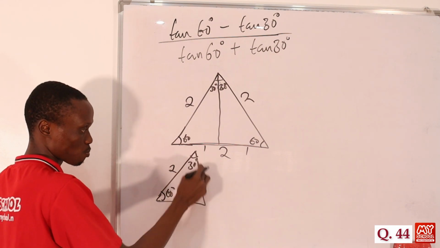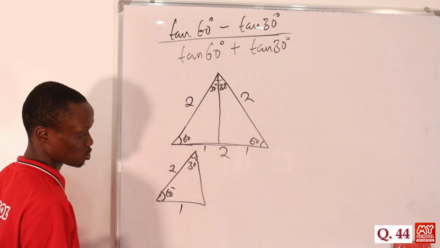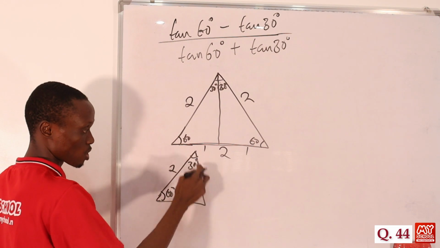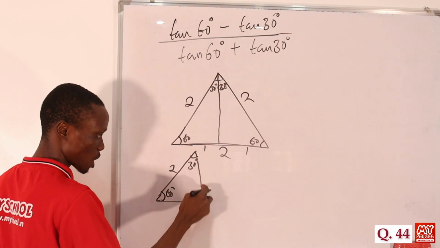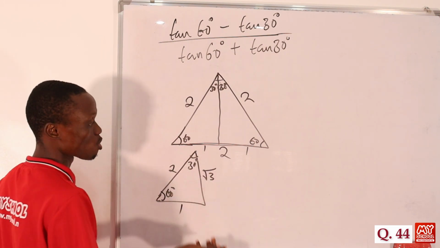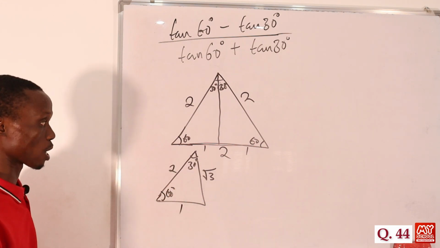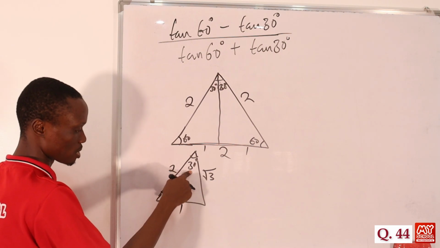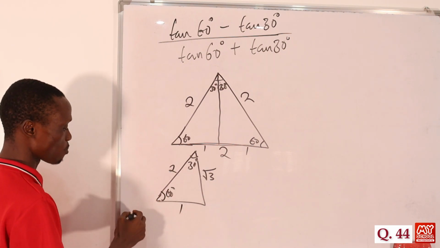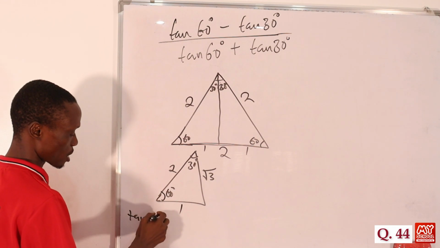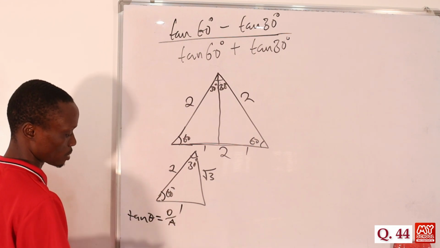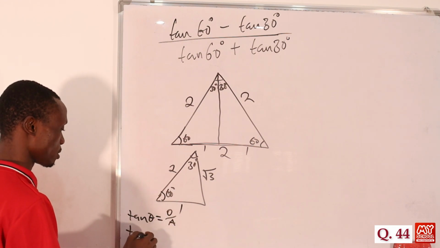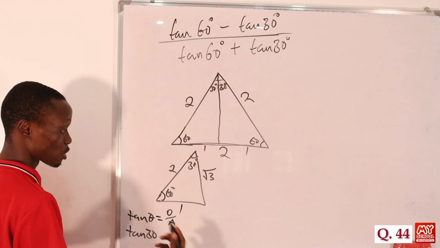Now, for us to get this part, we have to apply Pythagoras theorem. If we apply Pythagoras theorem here, this part should be equal to root 3. So if we apply the idea of SOHCAHTOA, we can actually easily get the value of tan 30 and tan 60. Now remember that tan theta is equal to opposite over adjacent. So let's say we are looking for tan 30 now. Let's assume that we don't know.